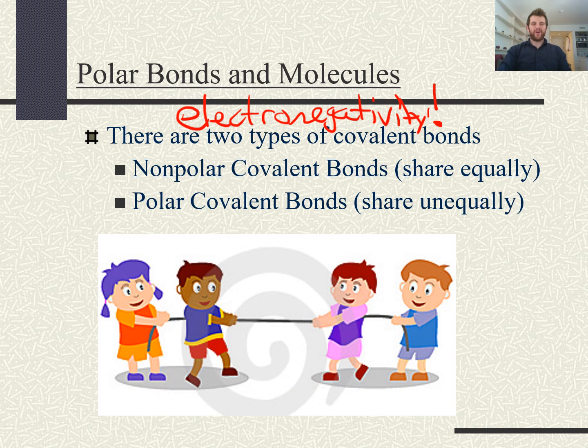Polarity, polar bonds. Okay, so there are 2 types of covalent bonds, non-polar covalent and polar covalent. Basically, it's all about who's winning the tug of war in the bond, who's actually pulling those electrons closer. So we're going to be using electronegativity a lot here.